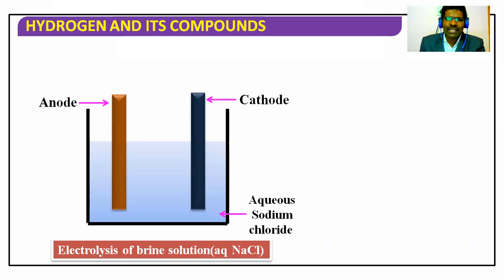Anode and cathode. What is the sign of anode? Positive. What is the sign of cathode? Negative. Sign of cathode is negative. Sign of anode is positive, dear students. You can see here, right?